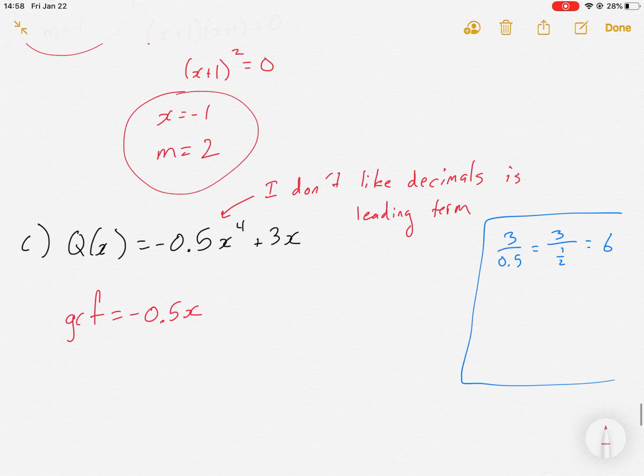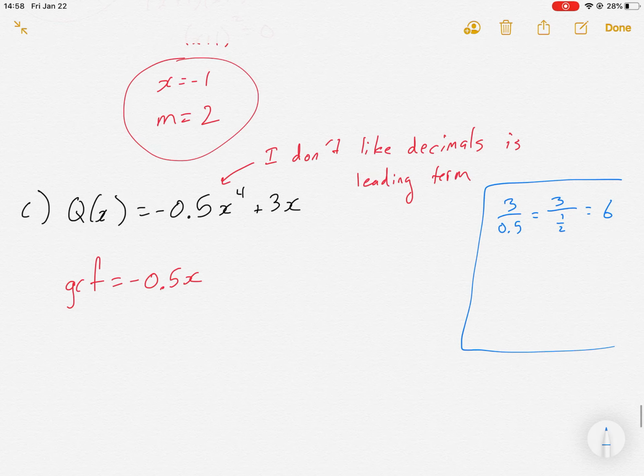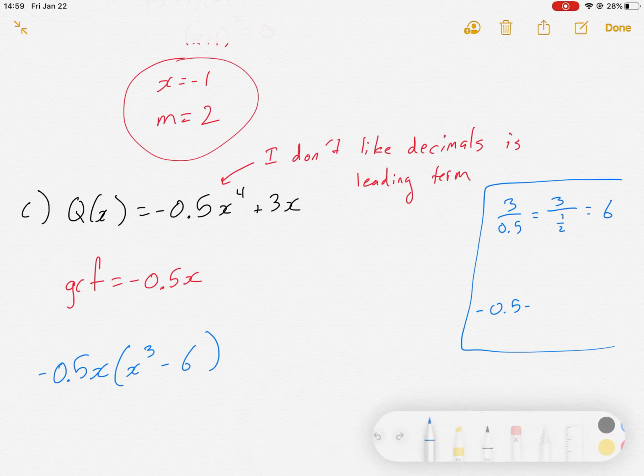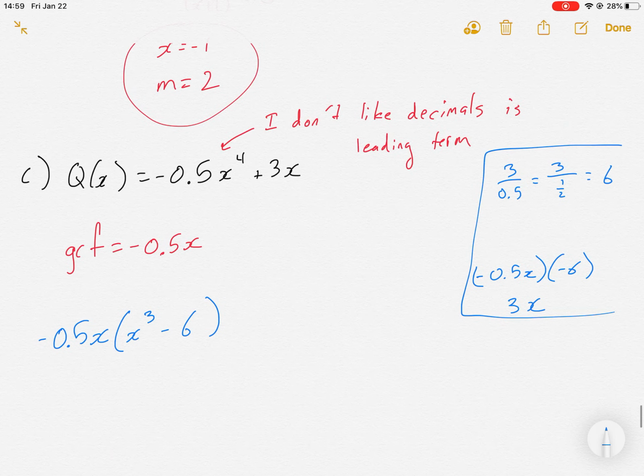So let's go back to this problem now. So I have my GCF. I'm going to write that out front. I'm left with an x cubed for my first term. And I now have minus 6 for my second term. Now, just to double check, if I did negative 0.5x times negative 6, notice that I would actually get 3x, which is what I started with up there. So this does work. So this is how you would factor decimals out.